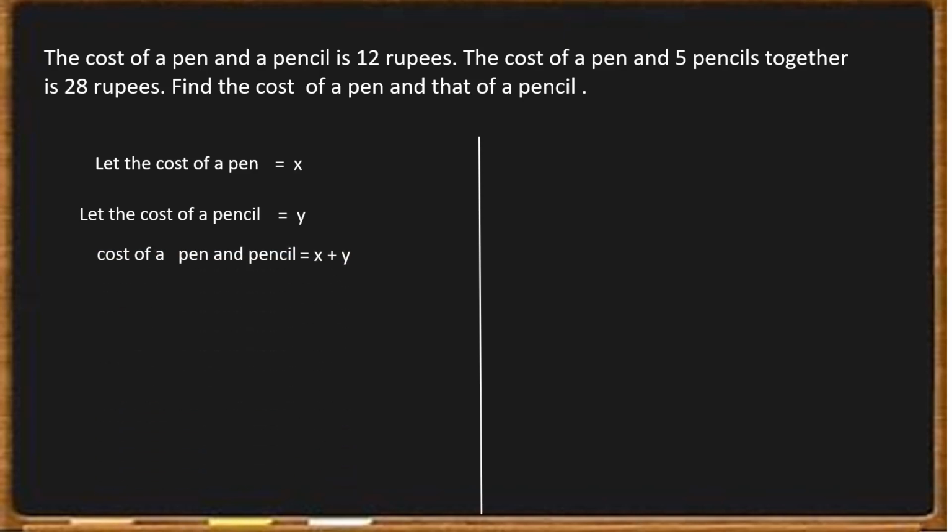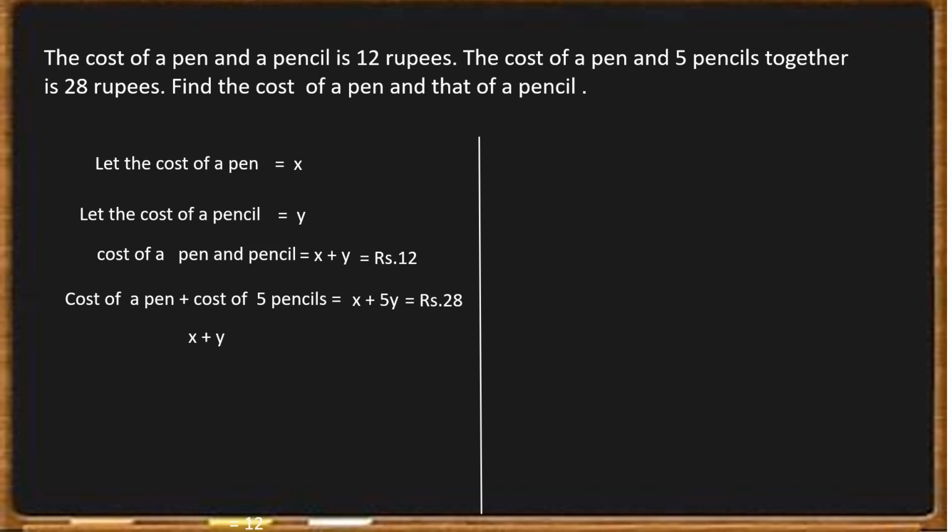Cost of a pen and pencil together is x plus y, and it is given as rupees 12. Again, cost of a pen plus cost of 5 pencils is x plus 5y, because cost of one pencil is y, then cost of 5 pencils will be 5y, and x plus 5y is 28. It is also given in the question.